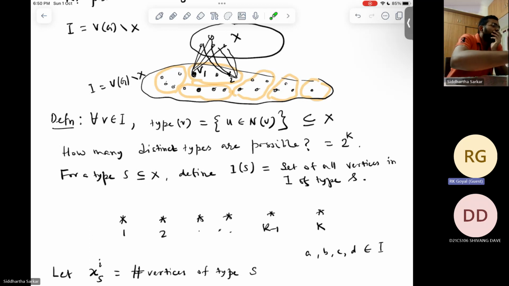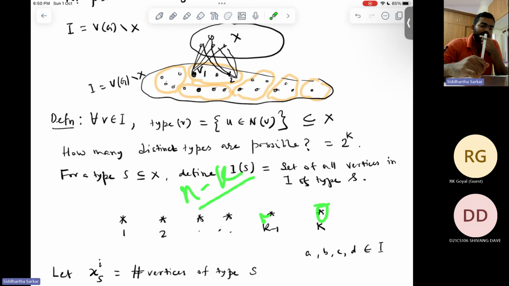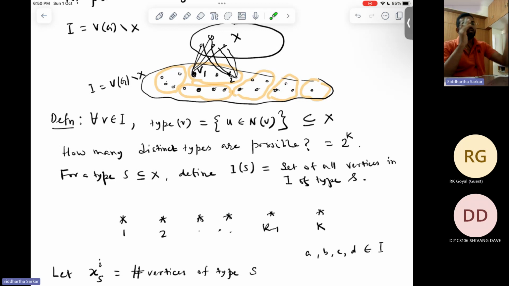So we consider these k plus 1 boxes to be filled with how many objects? n minus k, since k is already decided. So there are k plus 1 pockets, and we do not know which vertex has gone to which pocket. That we'll have to find out. That is the task.